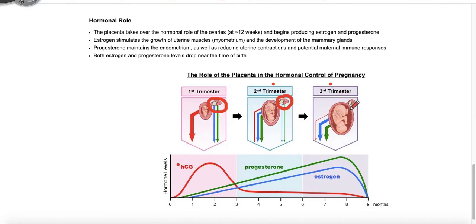Now, in the third trimester, notice how the ovary has pretty much relinquished all role here, and the fetus is releasing very low amounts of HCG, and it's the placenta who is releasing now really high amounts of progesterone and high amounts of estrogen for milk production in the mammary glands and progesterone to maintain that endometrium.